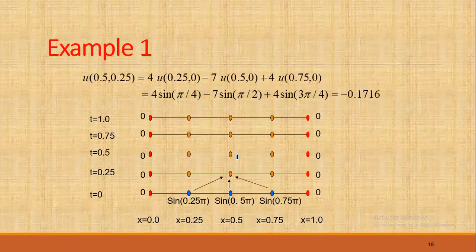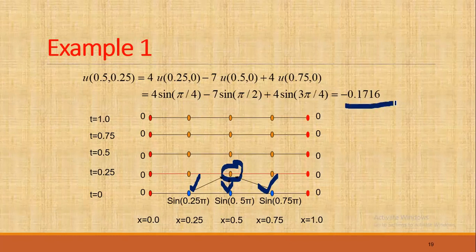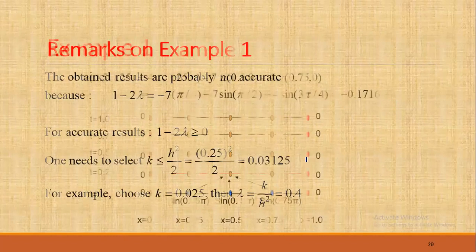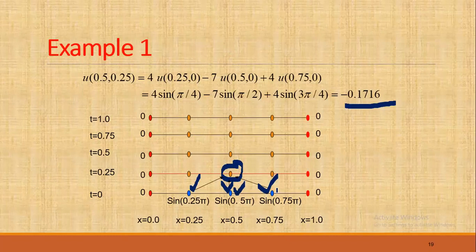Similarly, we use 3 points, then obviously we get this value, and t is 0.25. So we get this value. Then we use the similar third, 1, 2, and 3. We get this value.